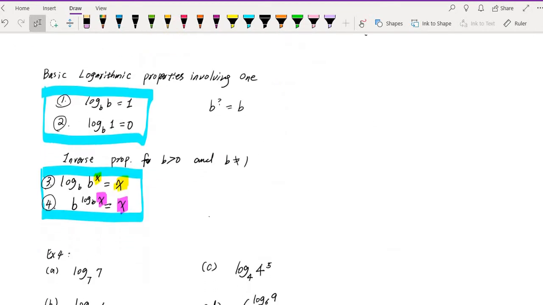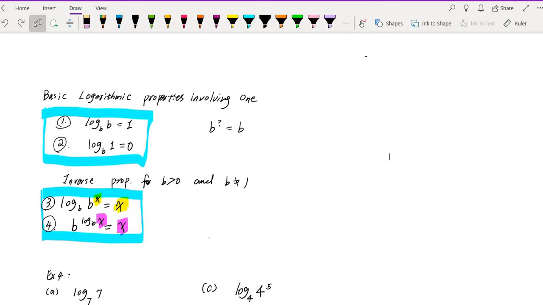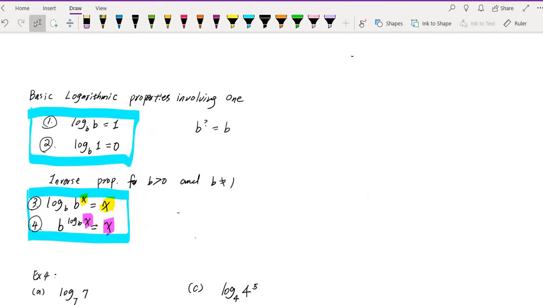Okay, let's go ahead and look at the next one. So here we have a basic logarithm property involving 1. If you look at the first one, log base b of b equals 1. Okay, if you want to know why, you can think b to the first power gives you b, right? Or you can think b to what power gives you b, then this must be equal to 1. That's where that 1 comes from, okay?